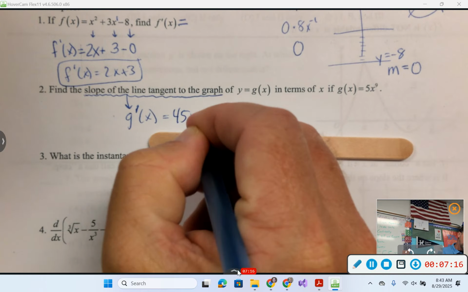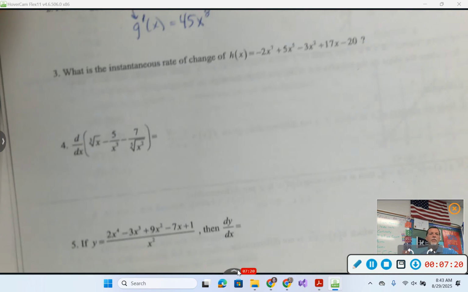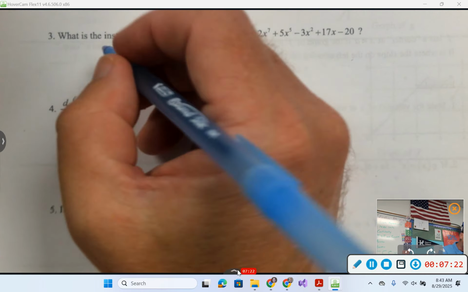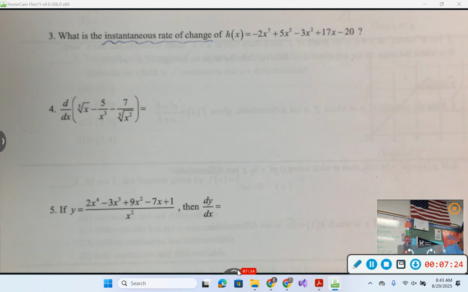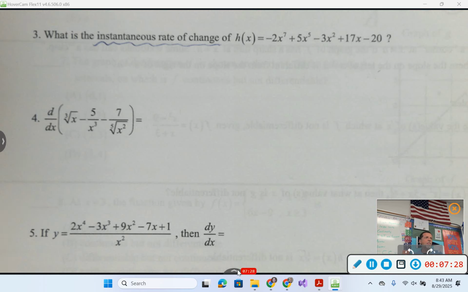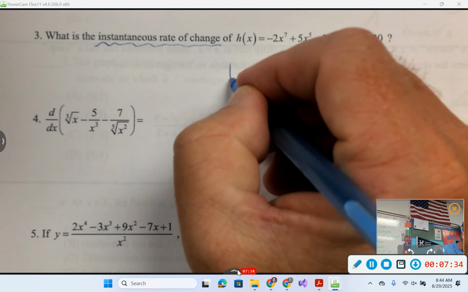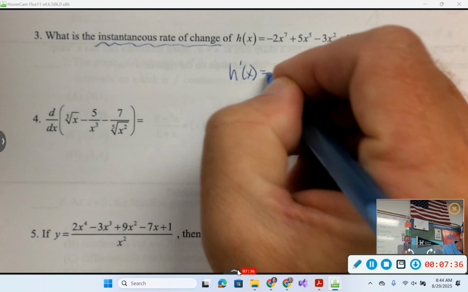45x to the power of 8. You got it. Number 3, what is the instantaneous rate of change? That sounds fancy, but what am I asking for? What's another name for instantaneous rate of change? Derivative. So we just have to make sure we know all of these terms for derivative.